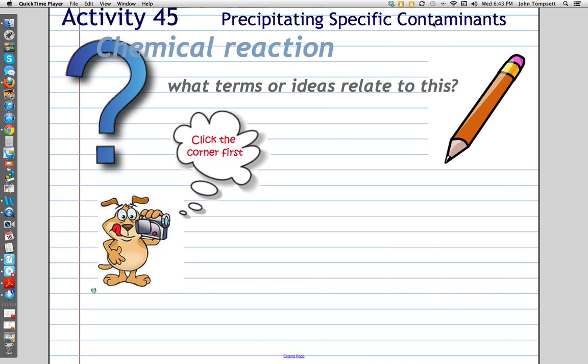What we want to do is find out a little bit about what you know about chemical reactions. If you were in class now, I'd ask you to come to the board or talk to your neighbor about what terms or ideas you already know that relate to chemical reactions. Think about maybe what we did last Friday or earlier this week in the science lab, and what do you know about chemical reactions?